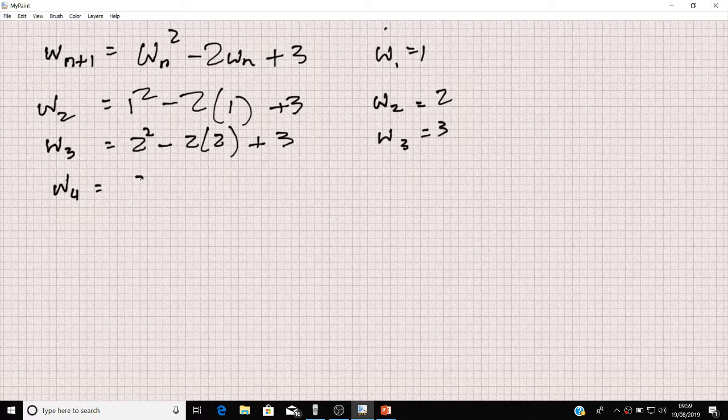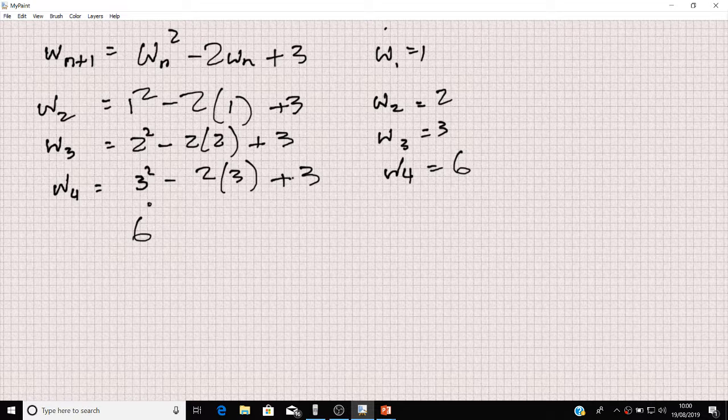W4. So it's 3 squared minus 2 times 3. So it's 9 minus 6 plus 3 equals 6. So we have W4 equals 6. Now this looks to me like it is divergent, because the more values we put in for Wn, the bigger the final recursive value is.